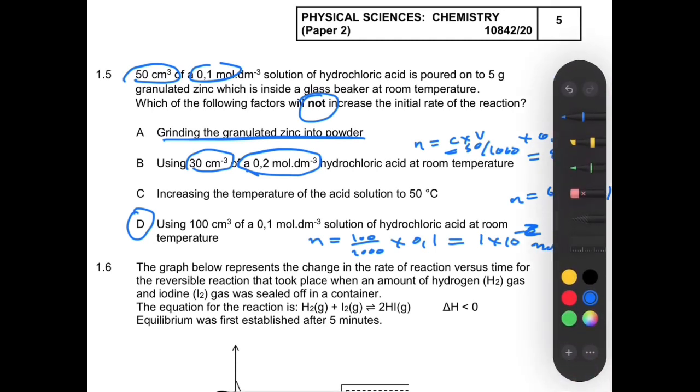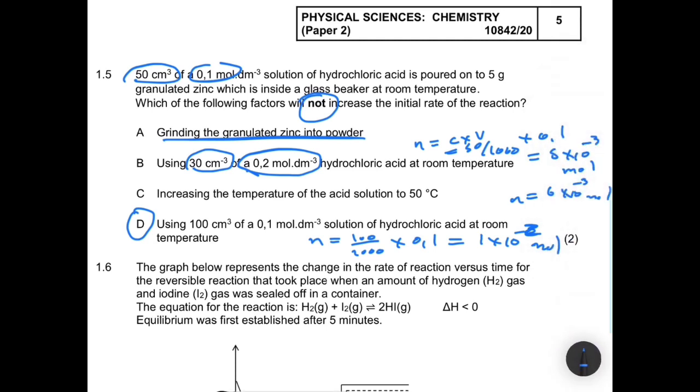So initially we had 5 × 10^-3. Now we have 1 × 10^-2, right? So 10^-2 is definitely greater than 10^-3. So for option D, we are increasing the number of moles and the rate of reaction will go up. And here we're looking for an option that doesn't increase the rate of the reaction.